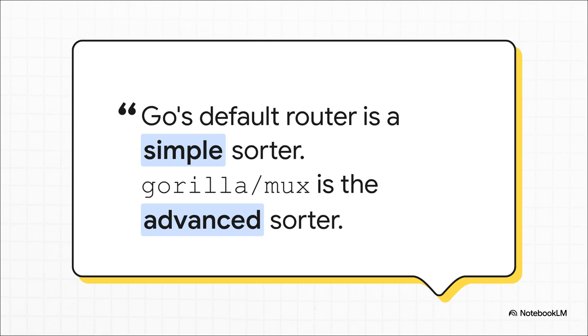I love this analogy because it makes it so clear. Go's default router is like a basic mail sorter. It looks at the zip code and throws the letter in the right general direction. But Gorilla/Mux, that's the advanced high-tech sorter. It reads the whole address, the street, the name, even the apartment number, and it makes sure that request gets delivered perfectly to the right handler, with all that extra information neatly attached.